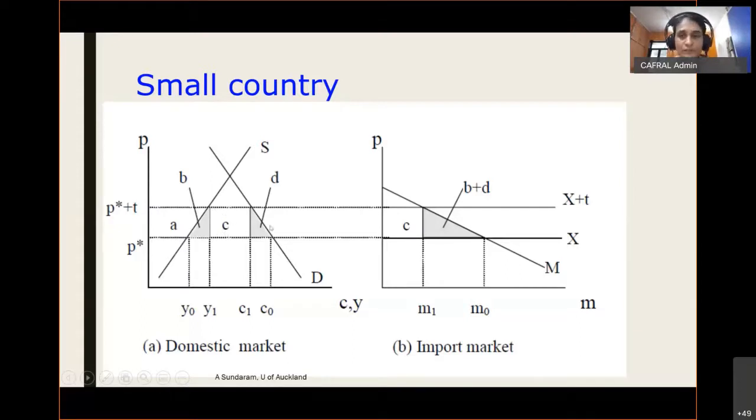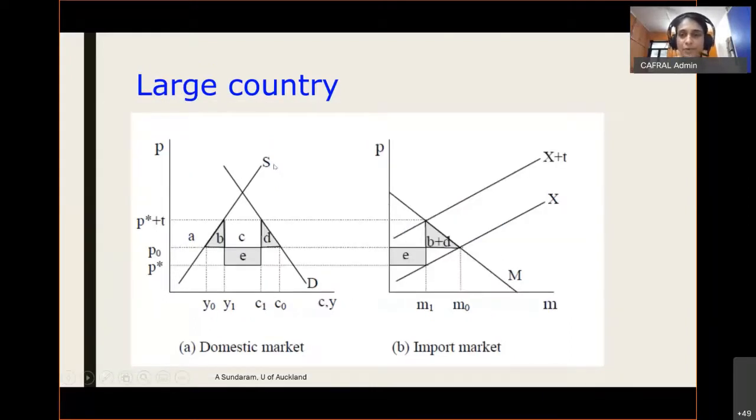So if you put all of this together, consumers lose A, B, C, D, producers gain A, so what's left is B, C, D, but then the government gets C, and so what is a loss is your deadweight triangles B and D. So B and D are the deadweight loss associated with the tariff. So what we have seen is that when a small country imposes a tariff, there is always going to be a deadweight loss of those sections B and D. Okay? So if you're a small country, tariffs are always associated with a welfare loss.